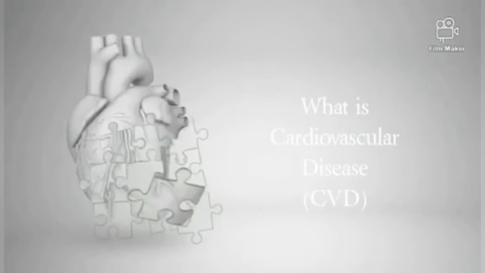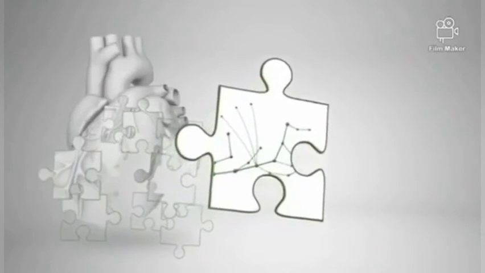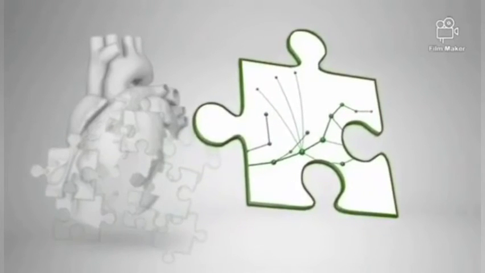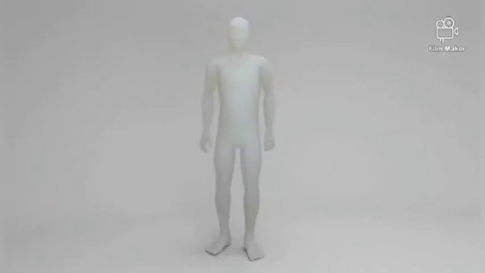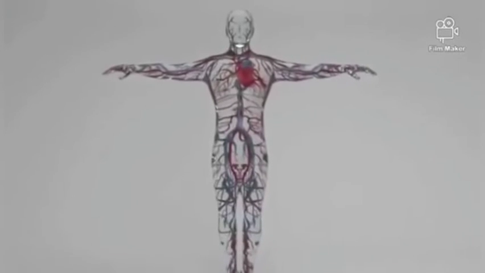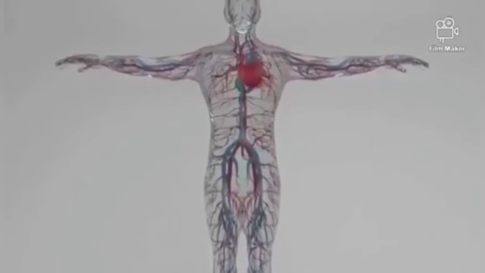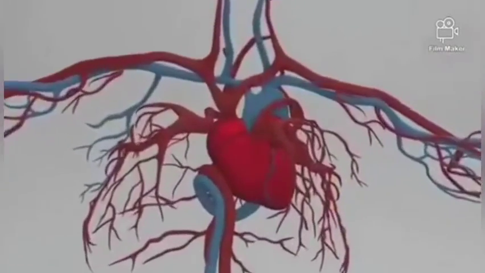What is cardiovascular disease or CVD? It is a general term for conditions affecting the heart or blood vessels. It's usually associated with a buildup of fatty deposits inside arteries, or atherosclerosis, and increased risk of blood clots. It can also be associated with damage to arteries in organs such as the brain, heart, kidneys, and eyes.